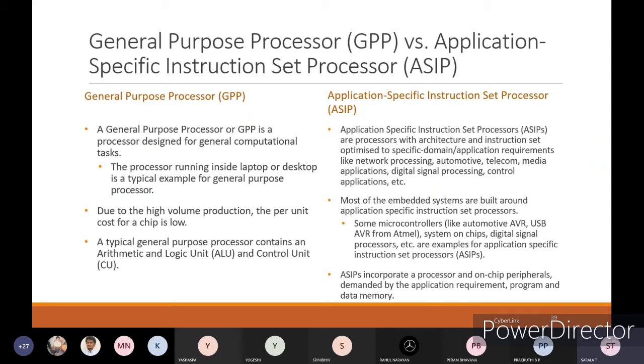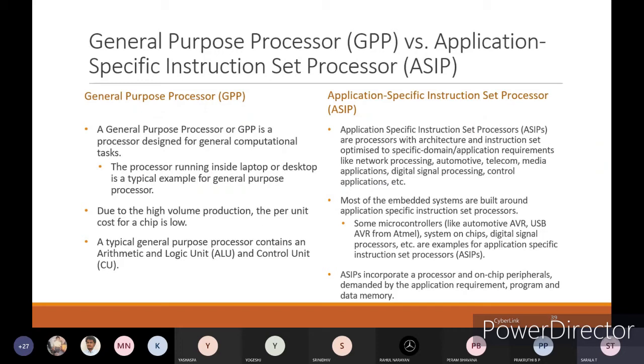Here, a general purpose processor is designed for general computational applications. A laptop and a desktop are typical examples of the general purpose processor. If I am going for application specific, you can take a device or embedded system device; they are designed only to perform one type of application.